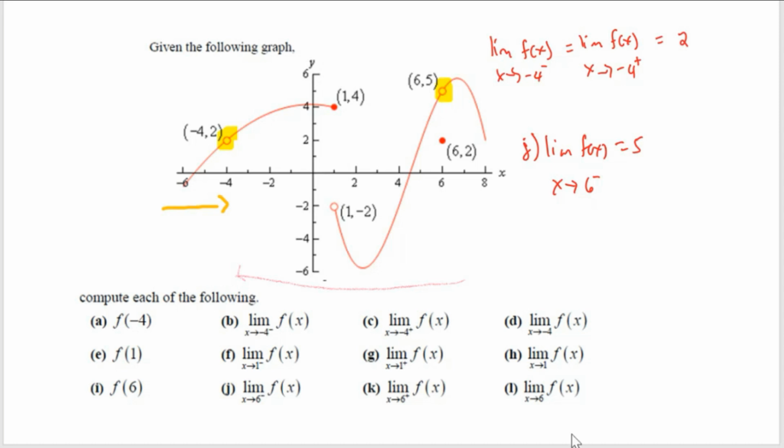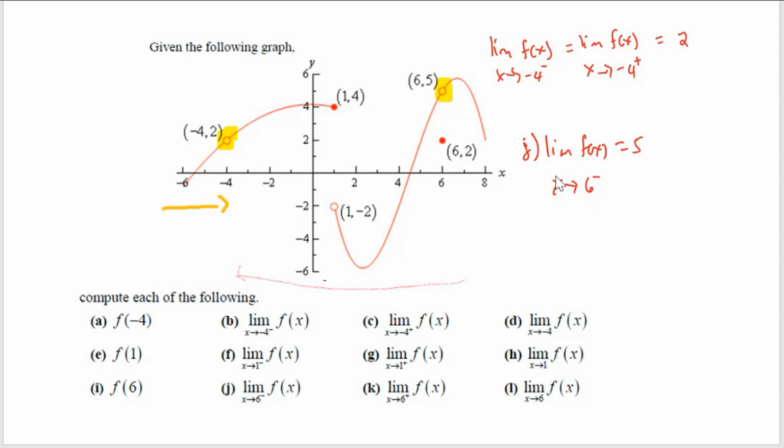Okay? Then for letter K, the limit of f of x as x approaches 6 from the right. From the right, it means to say that the value of f of x as x approaches 6 from the right is also 5, meaning we get a value that's coming from the right. We could say 6.5, 6.7, or 7, 7.9, or 8. As long as it is from the right of 6.